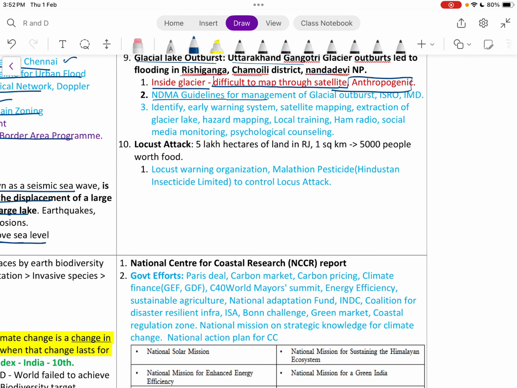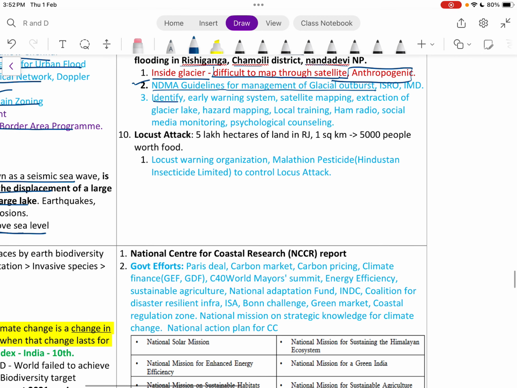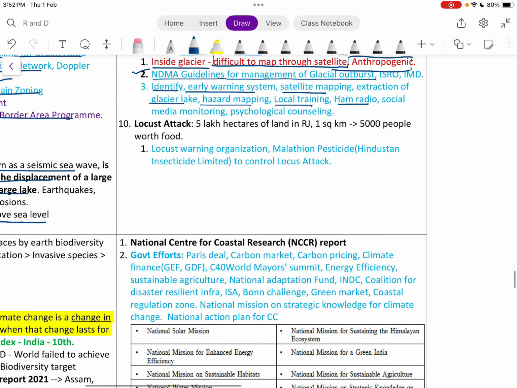NDMA guidelines for the management of glacial outburst. ISRO, IMD has been working on it. Identify early warning system, satellite mapping, extraction of glacial lakes, hazard mapping, local training, ham radio. Okay. Social media monitoring, psychological counseling. So these are again generic keywords. Okay, locust attack, leave this.